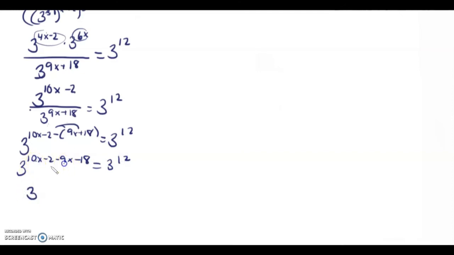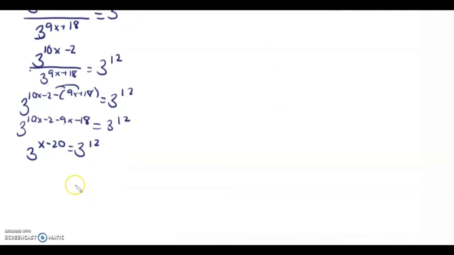Okay, so 10x minus 9x is just x. Negative 2 minus 18 is negative 20. And then that equals still 3 to the 12. I finally have two bases that are the same, and there's just one term on each side. So I'm going to drop the bases and solve. Okay, so I get x equals 32.